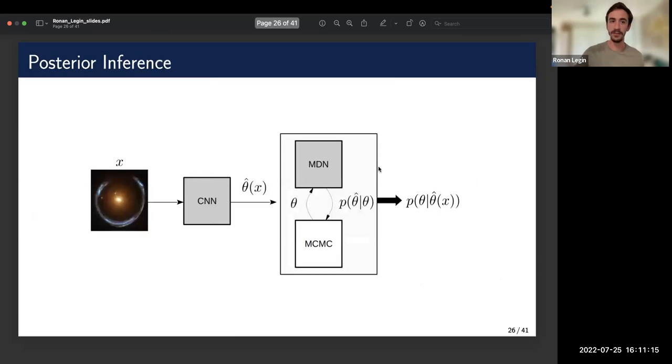So what we can do to do posterior inference now is that we can use its prediction of the likelihood combined with MCMC to sample from the posterior. And before doing this, we have our lensing image on the left that passes through a compressor to obtain our compressed statistic. And then we evaluate the likelihood at this compressed statistic. And so that's what we did.